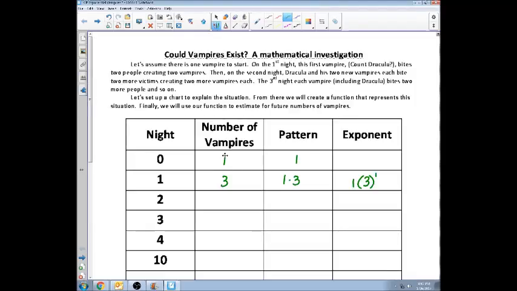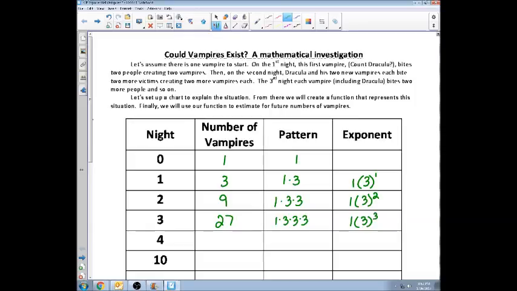Okay? After night 2, everyone went out and bit 2 more people. So now I would have 9 vampires, which means I would have 1 times 3 times 3, which means my exponent is 1 times 3 to the second power. What about the third night? Well, I'm going to have 27 after everyone goes out and bites 2 more people. So it would be 1 times 3 times 3 times 3, which is 1 times 3 to the third power.